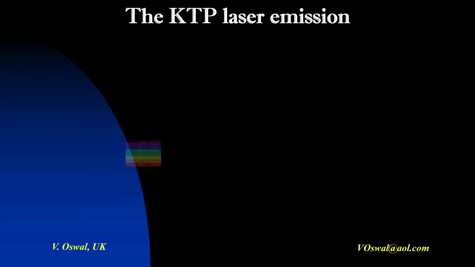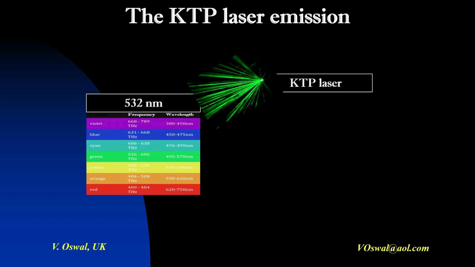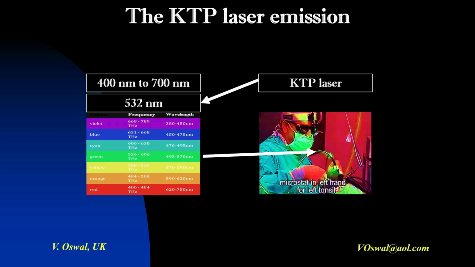Here is an example of a laser that emits within the visible spectrum. The KTP laser emits at 532 nanometers, which falls within the visible range of 400 to 700 nanometers, appearing as green light. Its optical emission aligns with the optical property of silica, which is between 600 and 2000 nanometers. The KTP laser wavelength is therefore fiber transmissible.